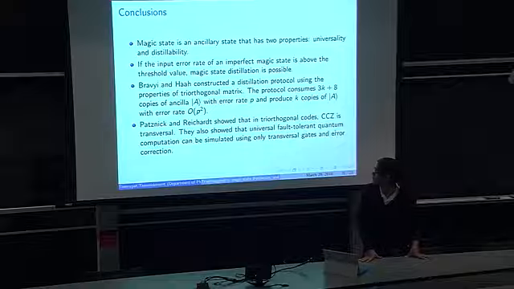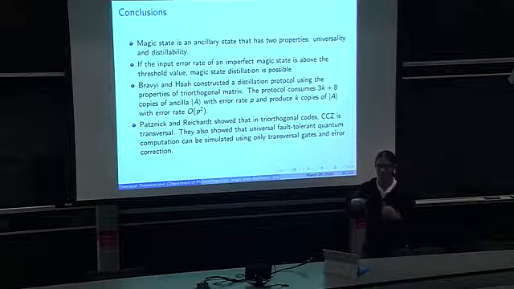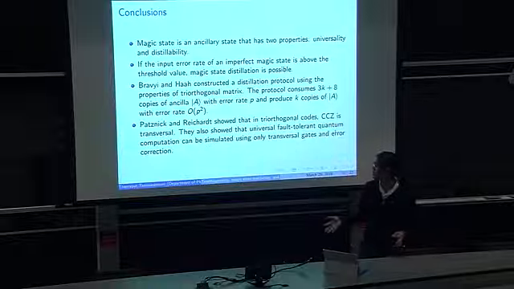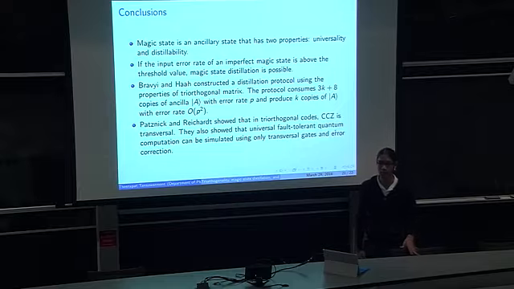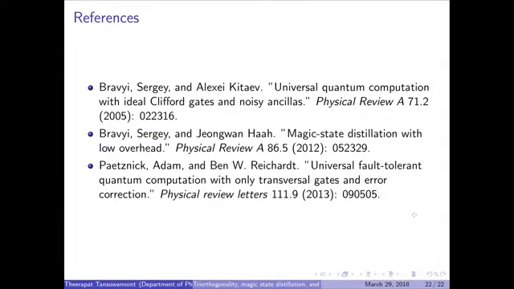And Paetznick and Reichardt showed that in the triorthogonal code, the transversal control-C is possible, and it is possible to construct a universal fault-tolerant quantum computation using only transversal gates and error correction. And these are my references. Thank you for your attention.